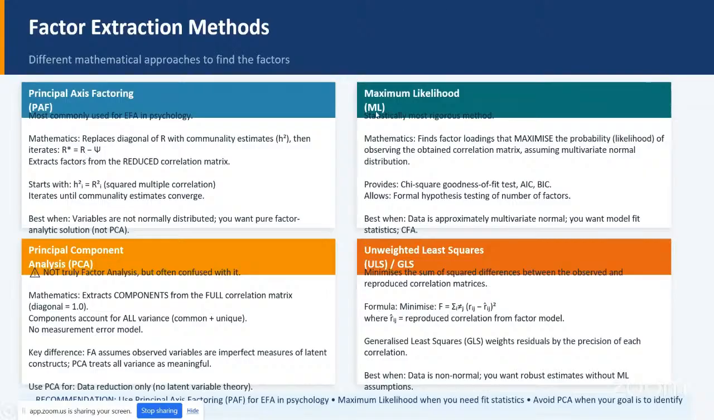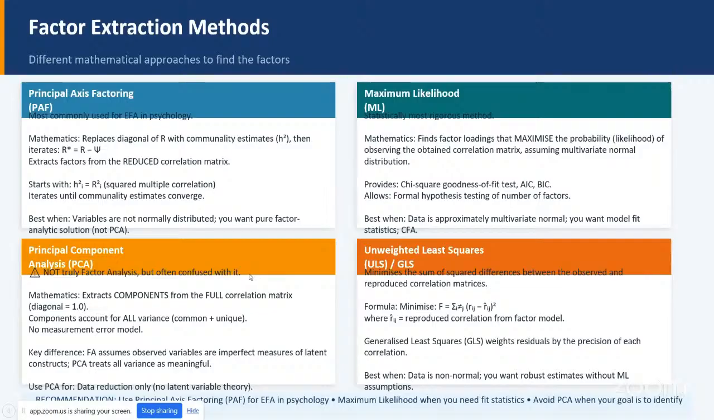Then the maximum likelihood estimation. What is the main goal of it? It finds the factor loadings that maximize the likelihood of observing the obtained correlation matrix, assuming a multivariate normal distribution. In the back of our mind we have the assumption of multivariate normal distribution, but in many cases we will not be lucky enough to get that normality. So when we don't have that privilege, then we will be using principal component analysis. It is not truly factor analysis, but often confused with it.